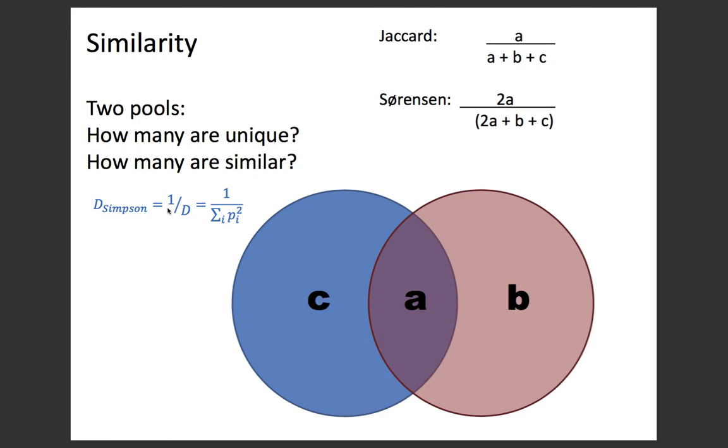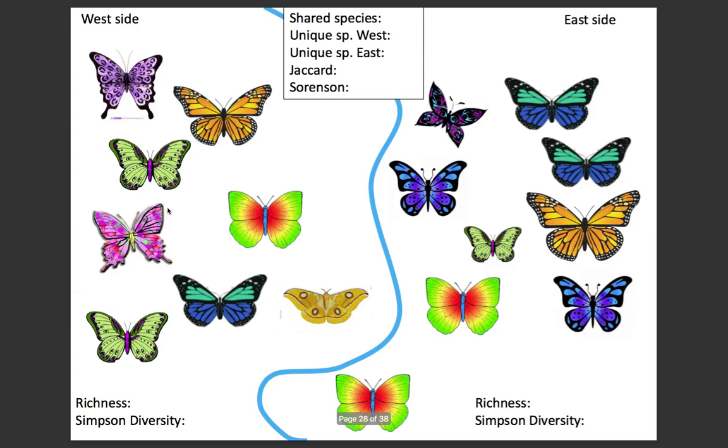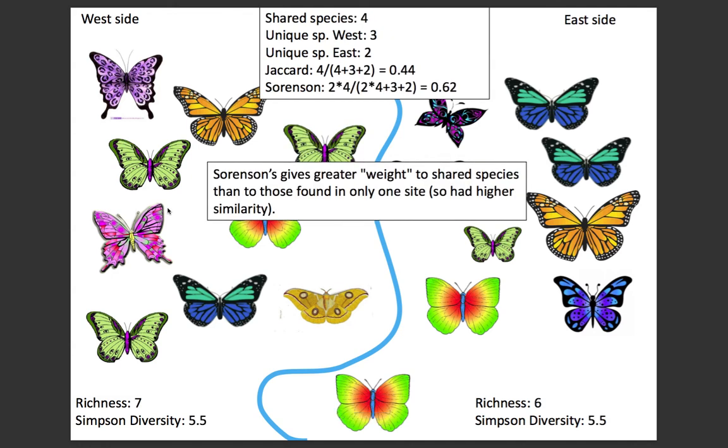So here's our example of 2 pools. How many are unique and how many are dissimilar? And here's the example. So how many shared species do we have? 1, 2, 3. What are the richness and the Simpson's diversity of each of those? How similar are those? So if we concentrate on the bottom left, one site had a richness of 7, the west side, and one site had a richness of 6. They both had the same Simpson's diversity index numbers. And now let's think about those. Those are the within plot alpha diversity values. So now let's think about the beta diversity component of this and calculate the Jaccard and Sørensen's index.